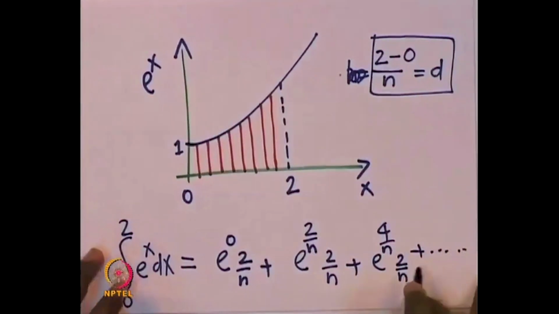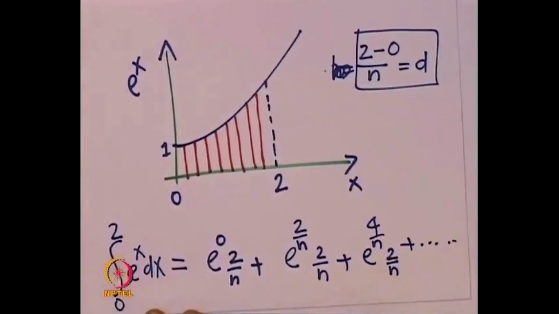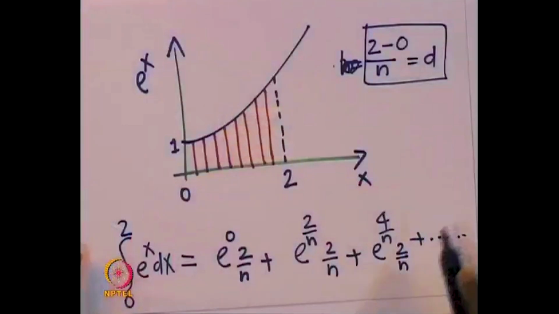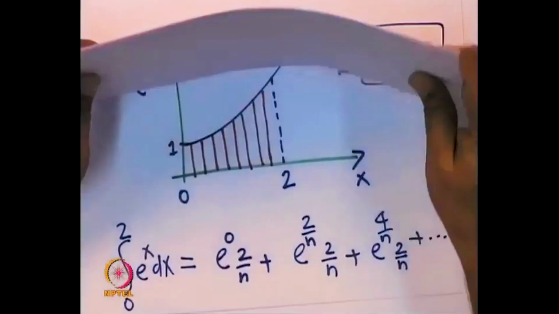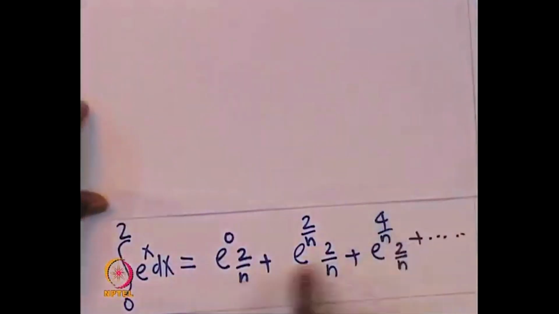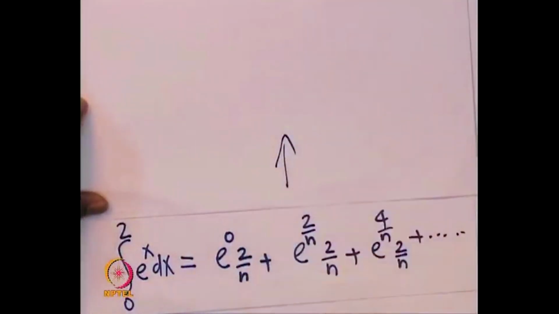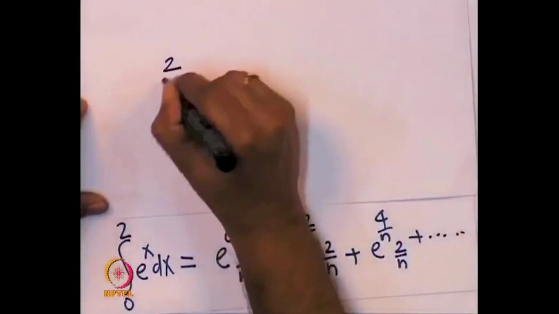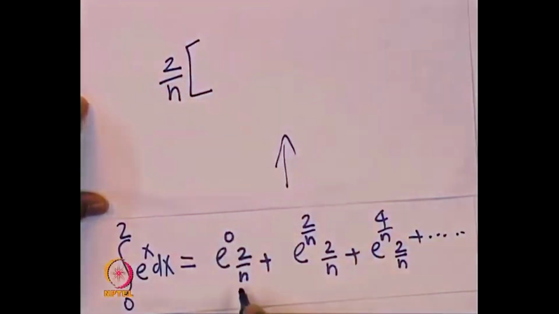If you do this sum for large n, as n tends to infinity, you will get this. So, this is what we know. Let us try doing this. We can take this 2 by n common outside. Look at this carefully for a minute. I can take this 2 by n out in common.